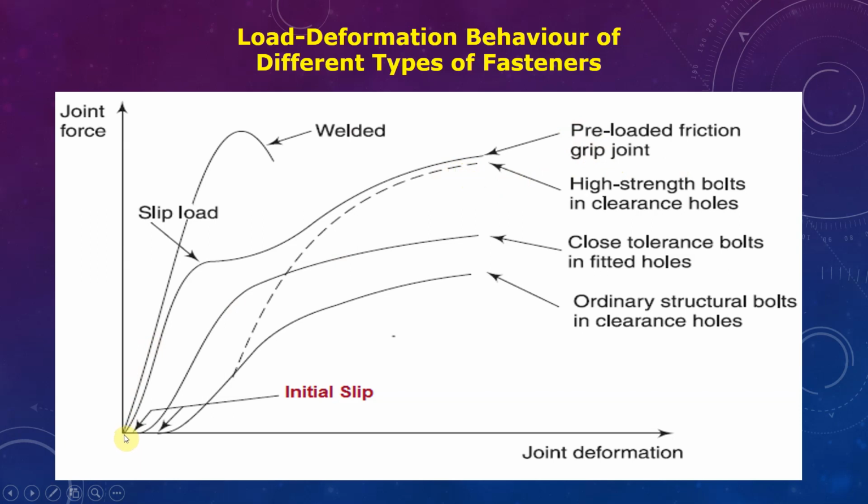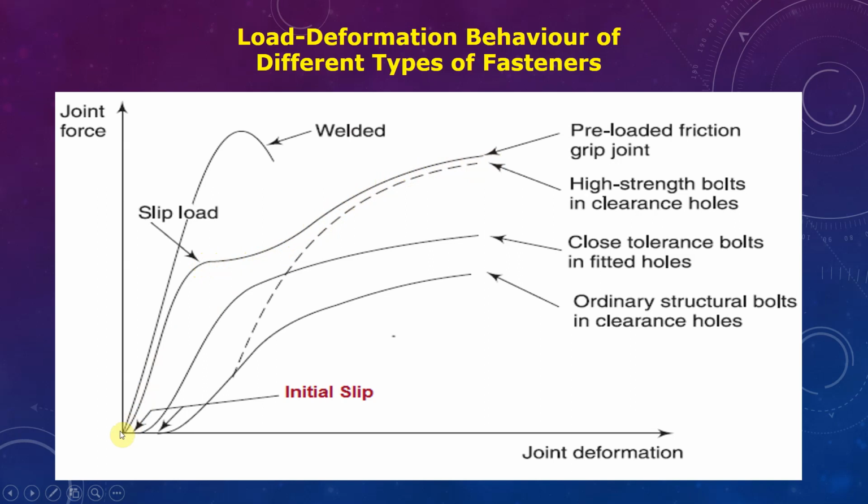That means there will be no possibility of displacement initially. Suddenly this graph increases, that means joint resistance suddenly increases up to this point. After this point, as the joint slips, the bearing of the bolts against the edges of the hole starts, and then it suddenly dips down, and again it increases its resistance and deformation also increases.